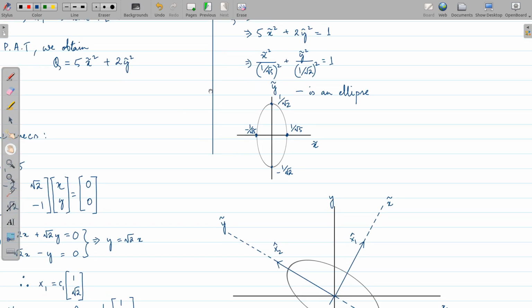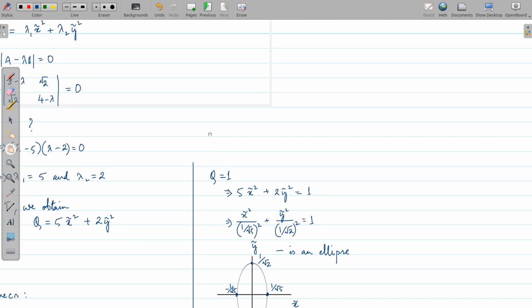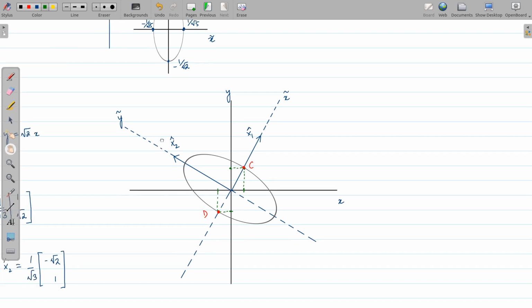Now the next part of the problem is: what is the closest point on the curve to the origin? On this curve, which point is closest to the origin? We can see this point, let's call it point C, and similarly this point we call D. These are the 2 points which are closest to the origin. So we need to find the coordinates of these points in the original coordinate system, the xy coordinate system.